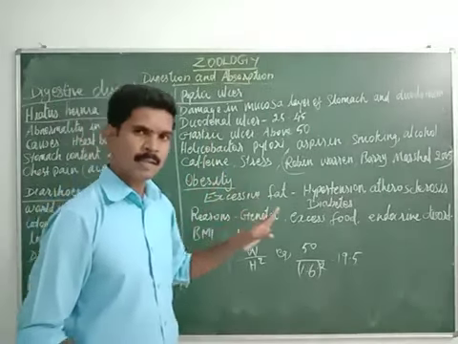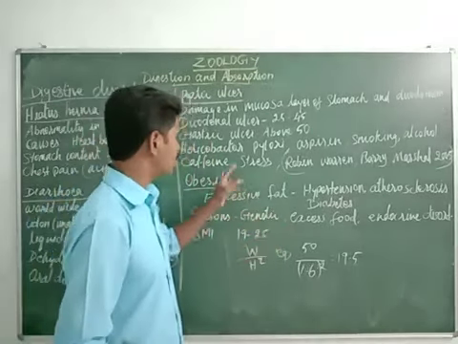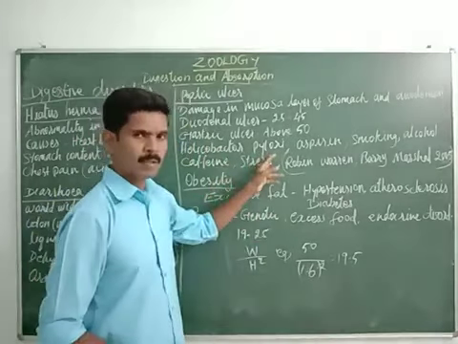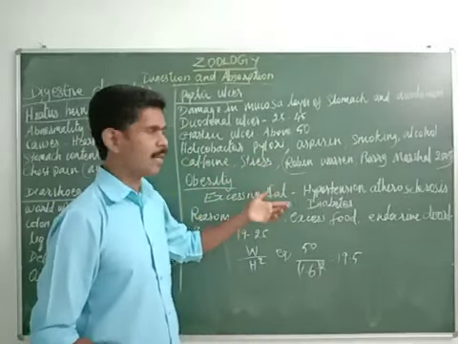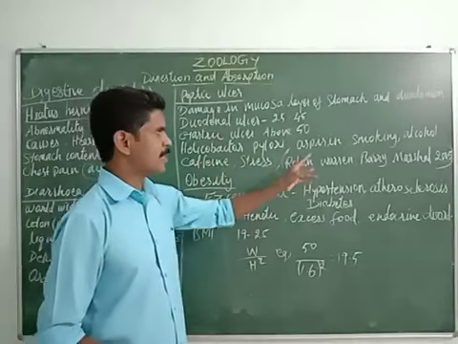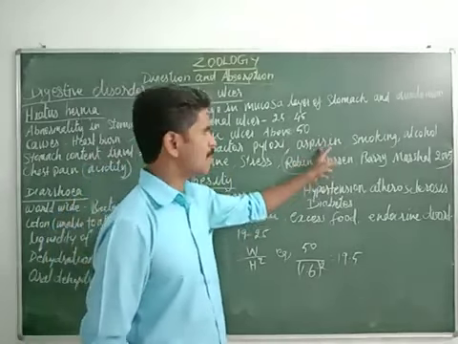So, the causes of peptic ulcer: Helicobacter pylori is the microorganism, and its infection can cause peptic ulcer. Then increased consumption of aspirin. Here aspirin means the medicine.